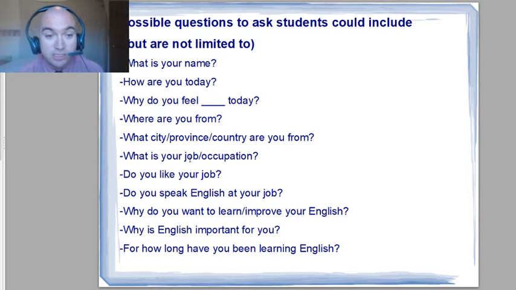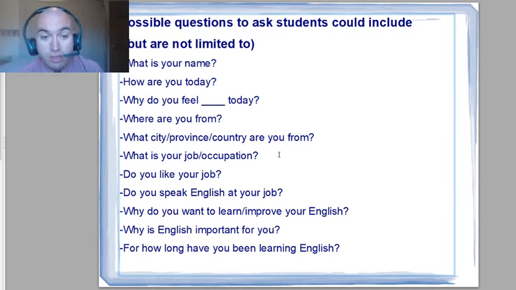We want to know as much as we can about these clients. What are they interested in? Do you like your job? That's an interesting question. Do you speak English at your job? Why do you want to improve your English? We're coming to some questions that might be a bit more difficult. Okay, mid-level, higher-level students here. Why is English important to you?